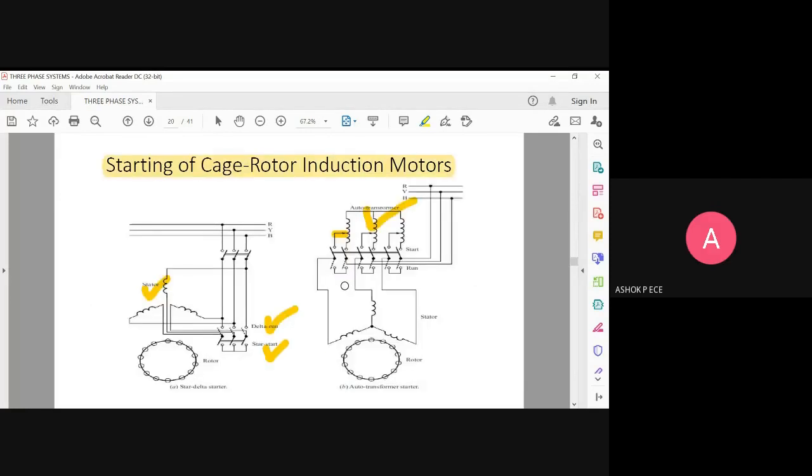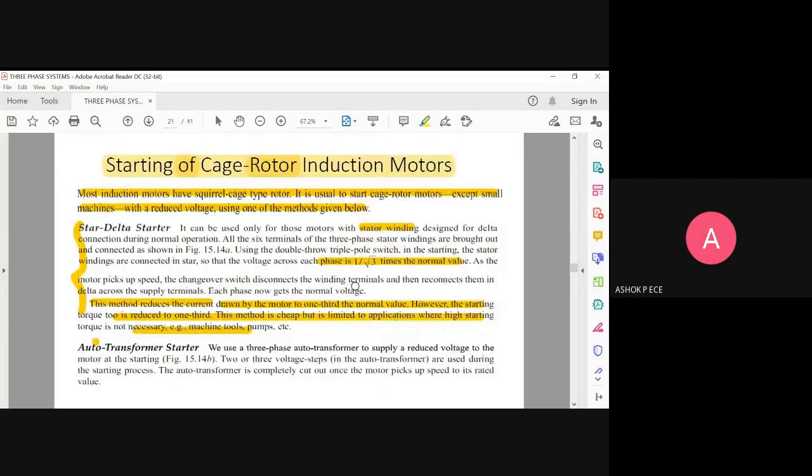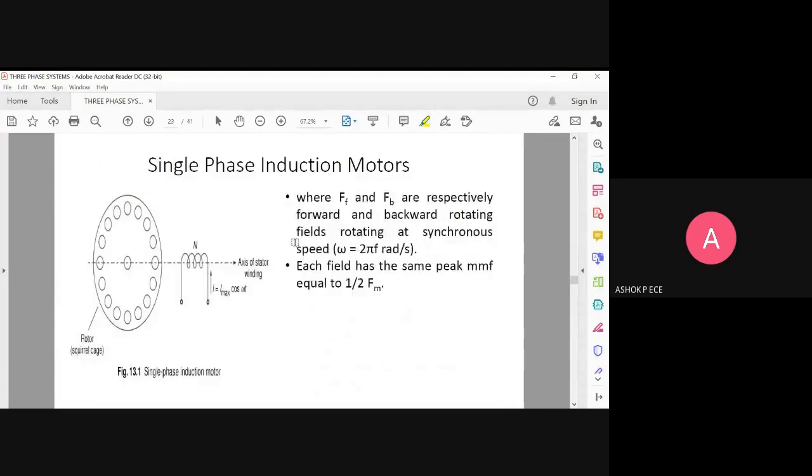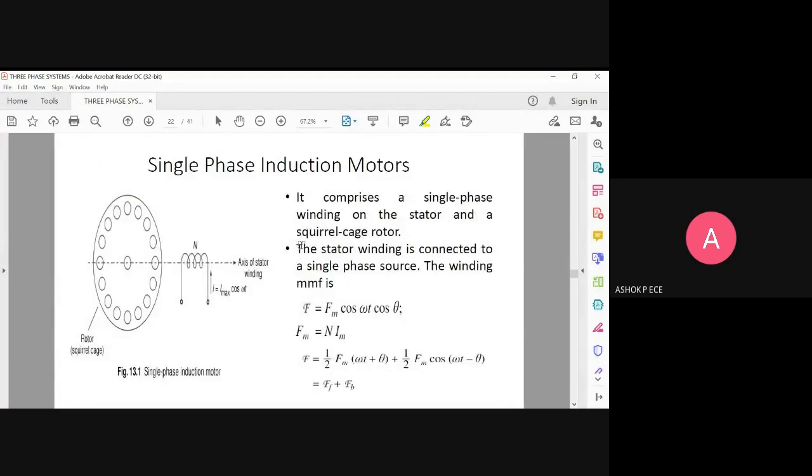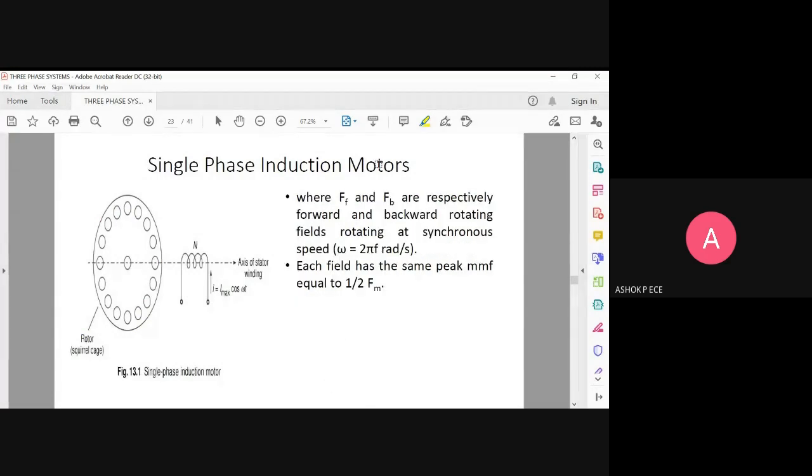Okay, sir. So now, having known about the squirrel cage starters for induction motors, now we'll slowly move into single phase induction motors. So far we have seen three phase induction motors. Now we'll slowly concentrate on the single phase induction motor. So having known three phase, single phase should be very, very easy.